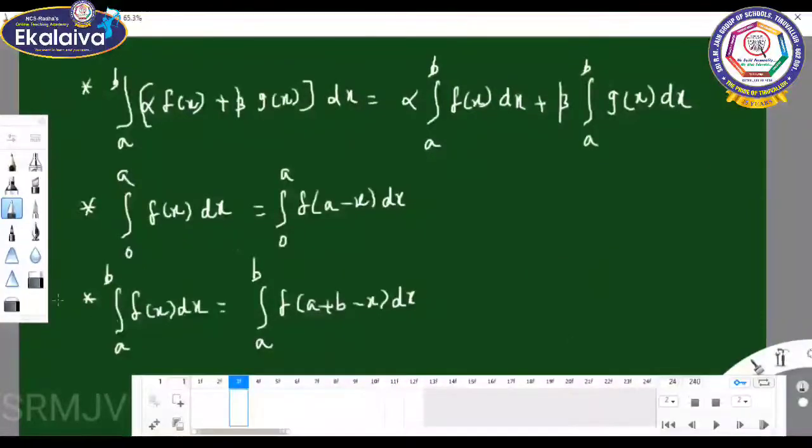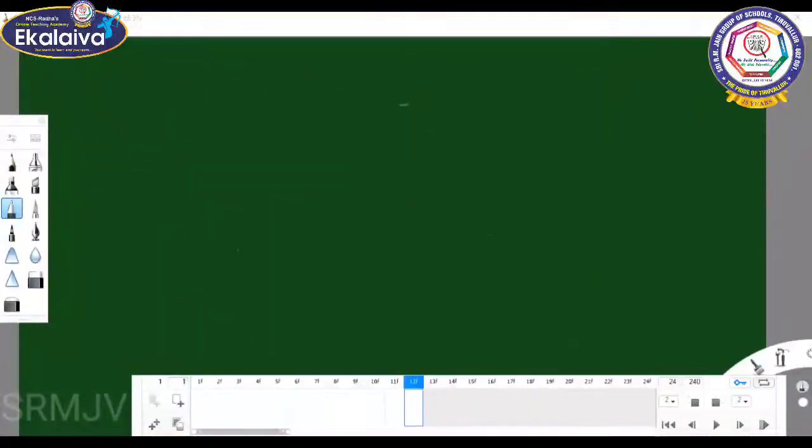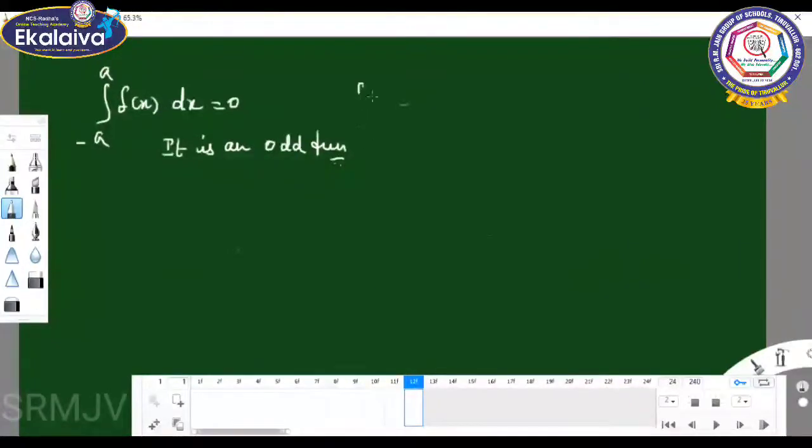Integral minus a to a f of x dx equals 0 if it is an odd function. You can check how it is an odd function: you can put x by minus x, and you get the value minus f of x. It is an odd function.